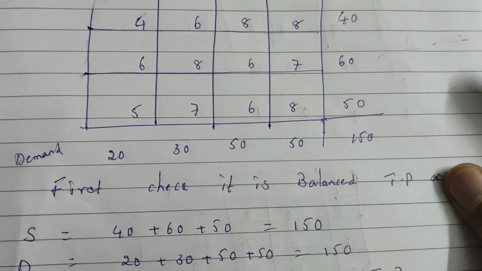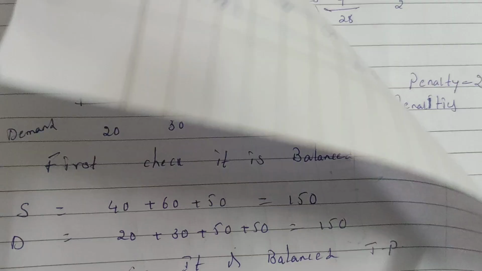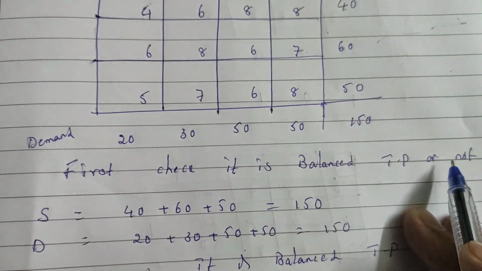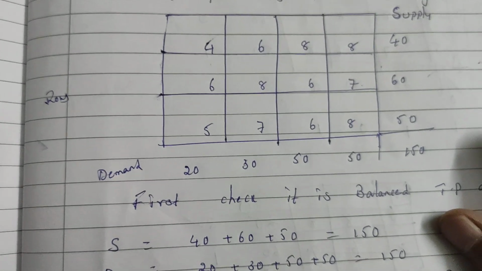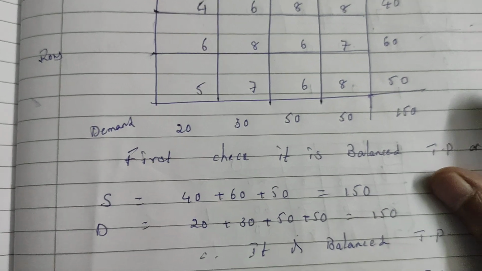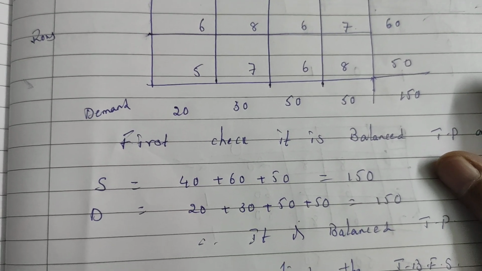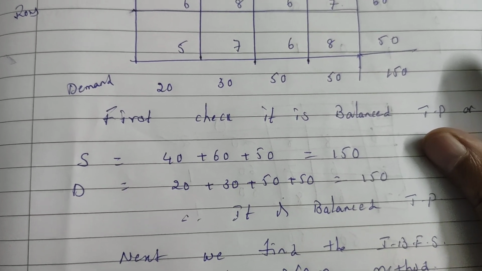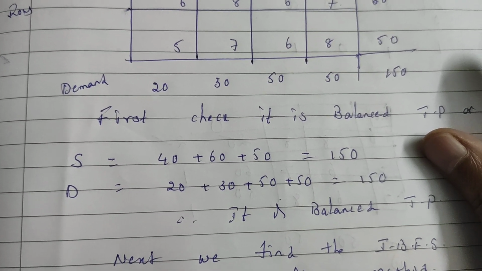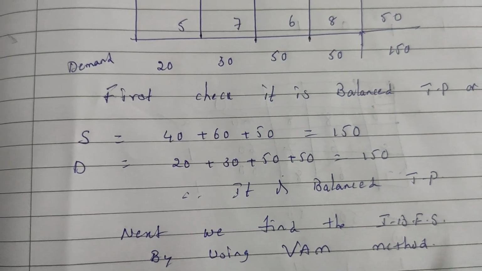First we check whether it is a balanced TP or not. Total supply is equal to 40 plus 60 plus 50, which is equal to 150. Demand is equal to 20 plus 30 plus 50 plus 50, which is equal to 150. Therefore, it is a balanced TP.